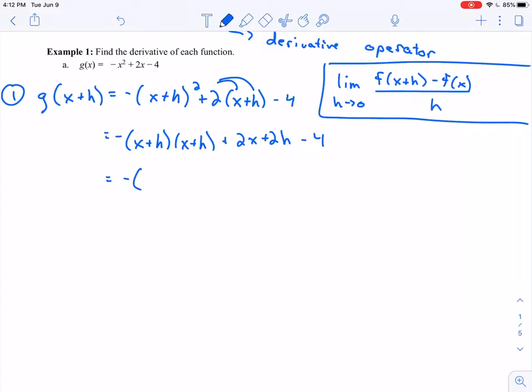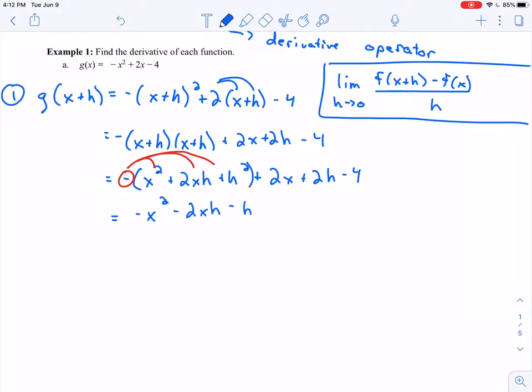So when I do that, I should have x squared plus 2xh plus h squared plus 2x plus 2h minus 4. And now I will go ahead, take this minus sign and distribute it to the 3 terms that are in the parentheses, those 3 terms I get when I FOIL this out. So I end up with negative x squared minus 2xh minus h squared plus 2x plus 2h minus 4.